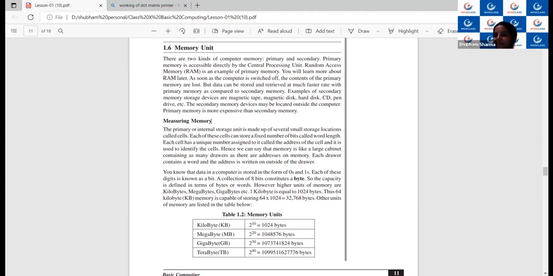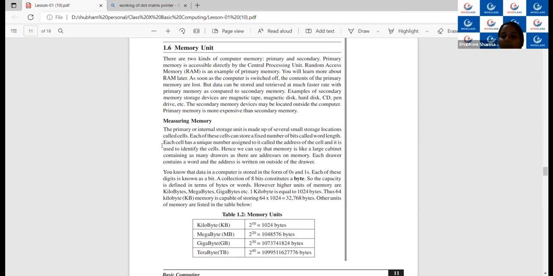Fine. Now, how can we measure the memory? The primary or internal storage unit is made up of several storage locations called cells. Each cell can store a fixed number of bits, which is known as the word length. You all must be aware of these terms: what is primary memory, what is a storage location, what is a cell, what is word length. You all should be aware of these terms.